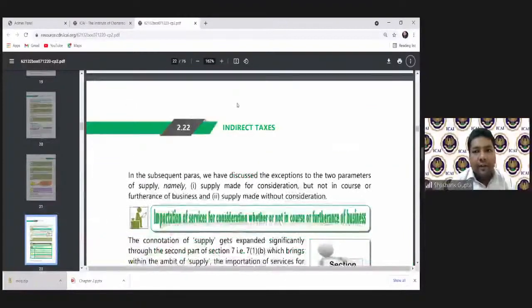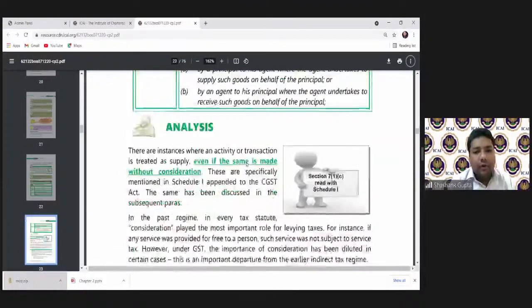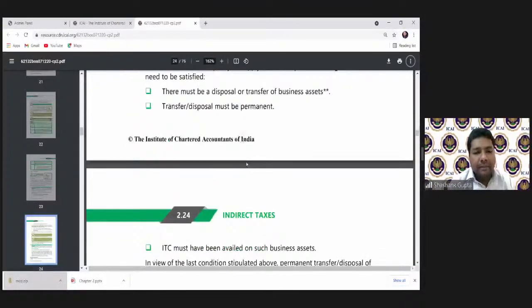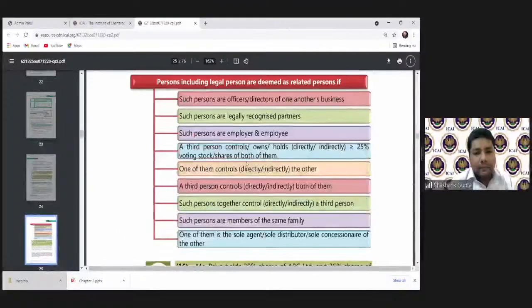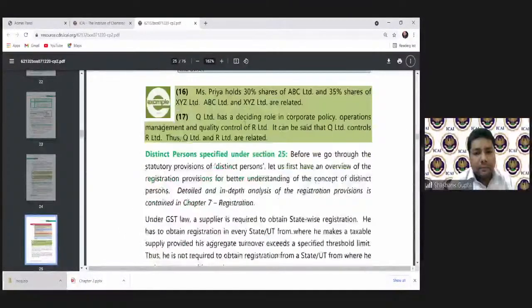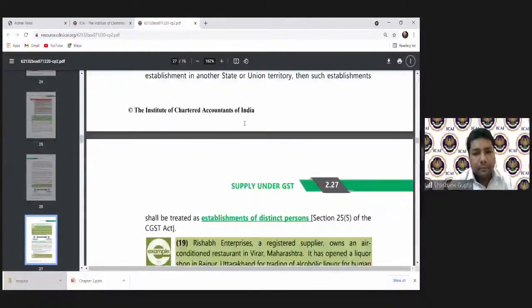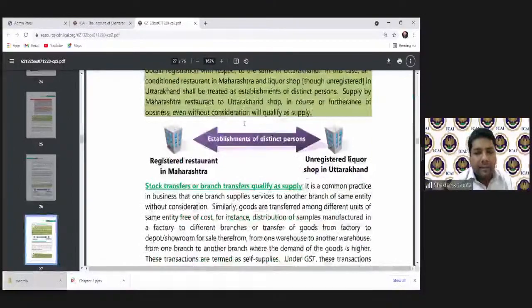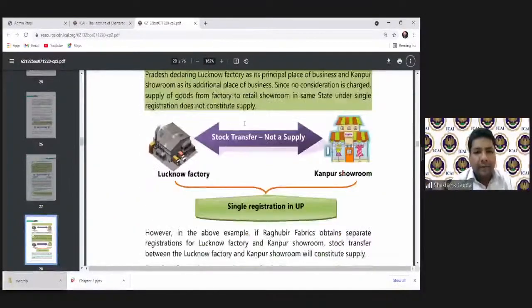Why am I scrolling through this? I'm scrolling through this because I want to be sure that no important aspect we have missed out. Okay. Distinct persons we have discussed. Stock transfer deemed supply we have discussed.